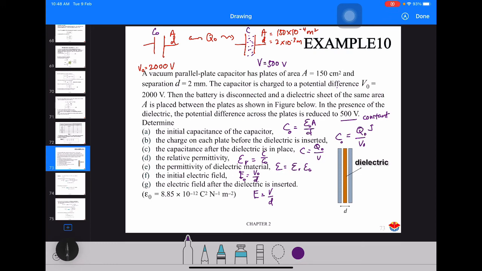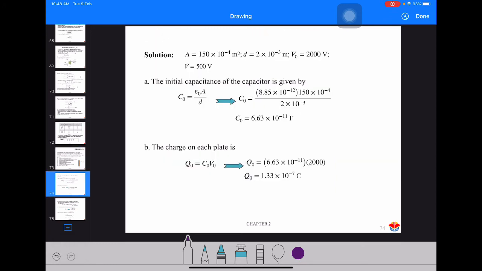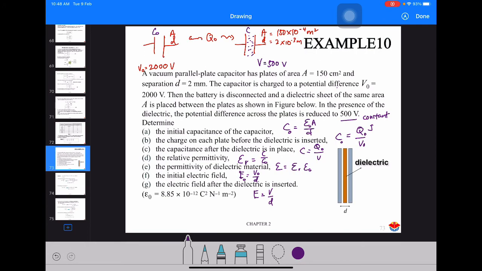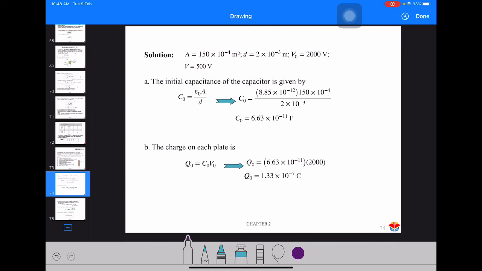Let's look at the solution. Okay, A, I thought here you need to use epsilon naught, C naught equals epsilon naught A over D. So we can substitute all the values here, and we should get the answer straight away. Remember to use SI units only, because we are talking about a constant over here, epsilon naught. So once you have epsilon naught or any constant, in the formula you have to use SI units.